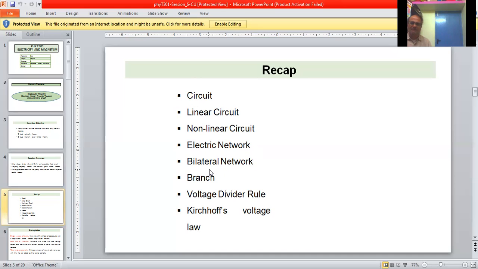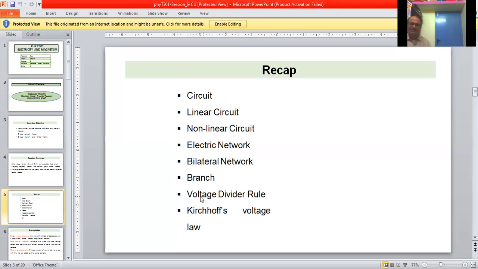Next, we will see what a bilateral network is. In a bilateral network, bilateral components are present. Bilateral components are those which do not change their values when the current changes its direction. When that kind of components are present in a network, it is called a bilateral network. Then, what is a branch? A branch is a part of a circuit where the current can flow.